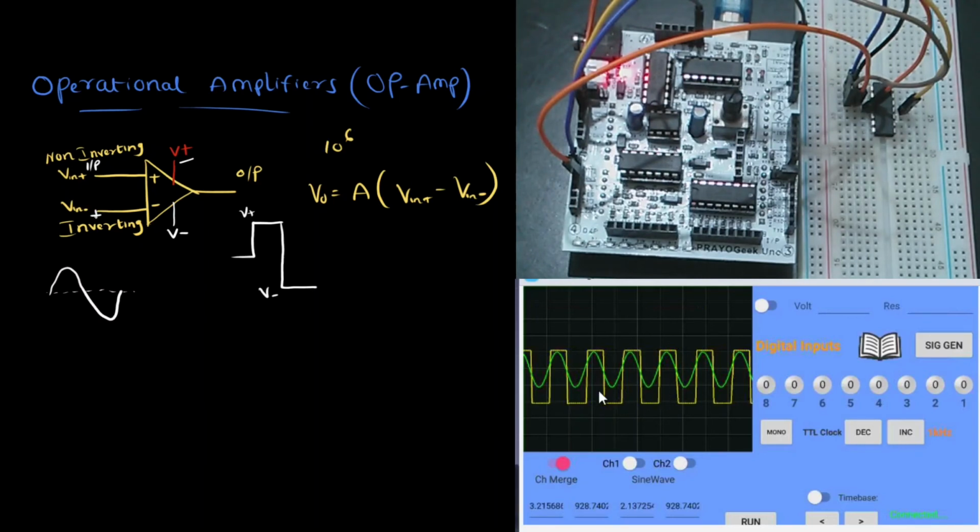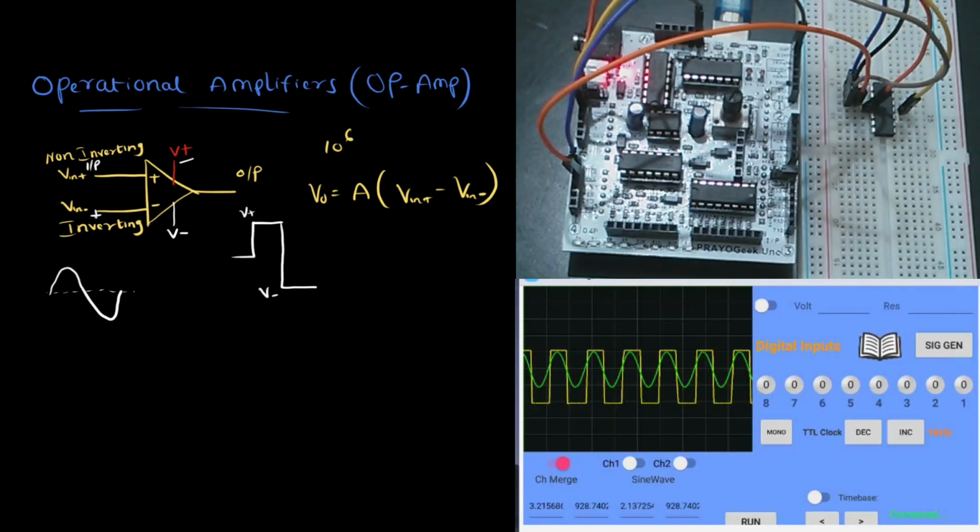You can have a look here. When I merge both the channels, you can see that when the voltage goes above 0 volts, the output has swung to V plus, and when the voltage goes below 0 volts, the output goes to V minus. This way you can use this circuit as a sine wave to square wave converter.